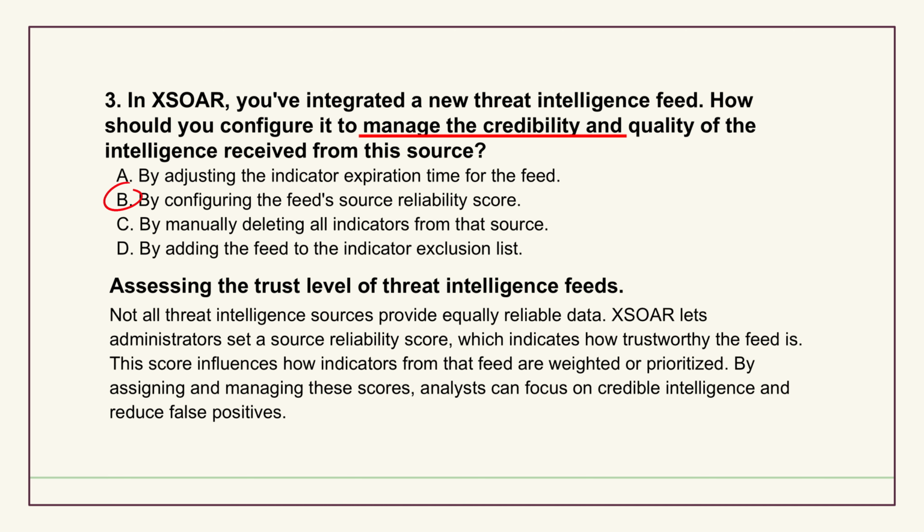Let's say you add a brand new feed. Maybe you're not sure about its accuracy yet. You give it a lower reliability score. Now, when the platform sees an indicator, like a suspicious IP from this new feed, that score affects how it's evaluated, especially if that indicator conflicts with information from another feed, one you've maybe used for years and assigned a very high score. So the platform can weigh the evidence.